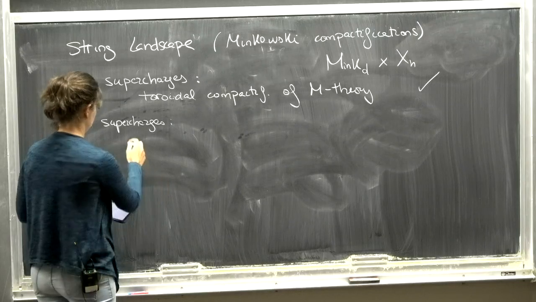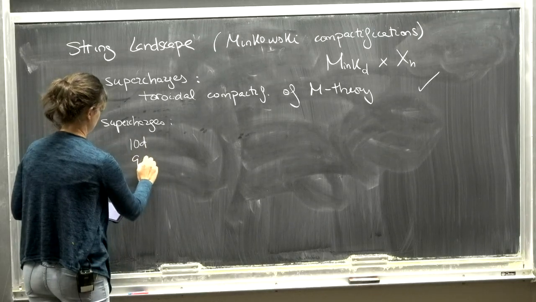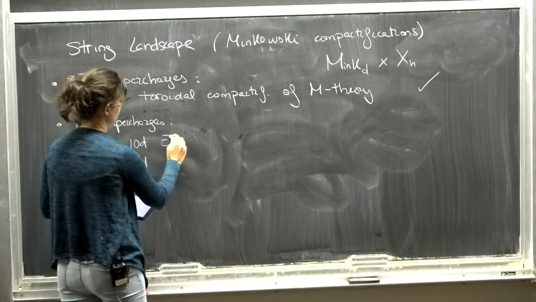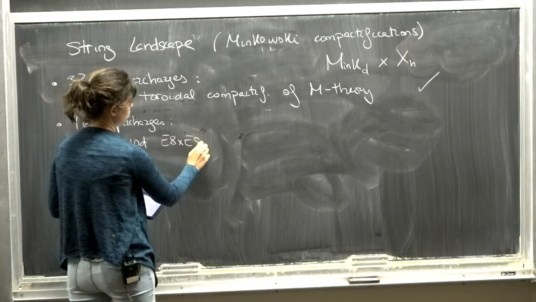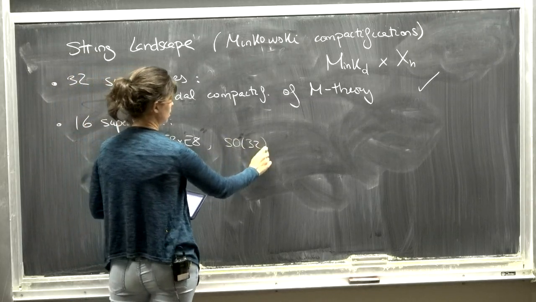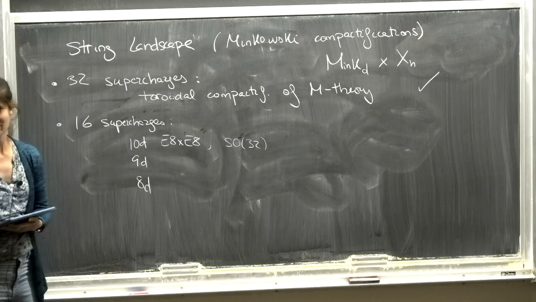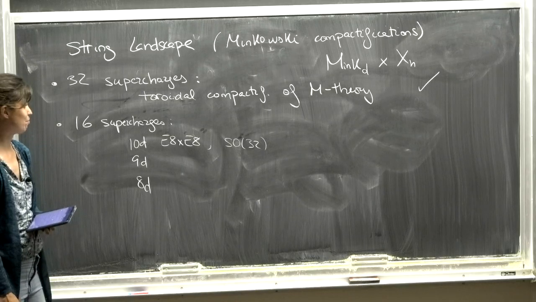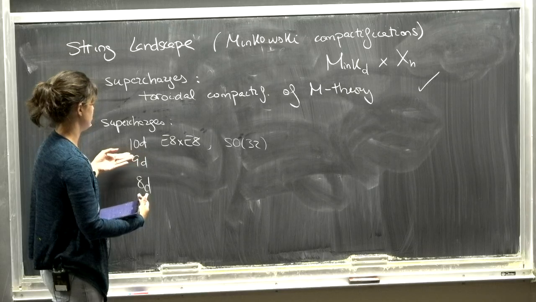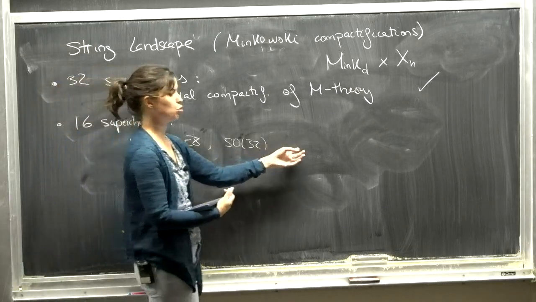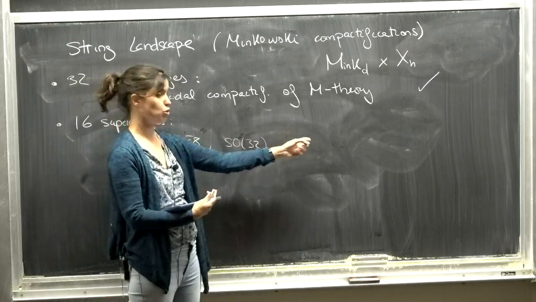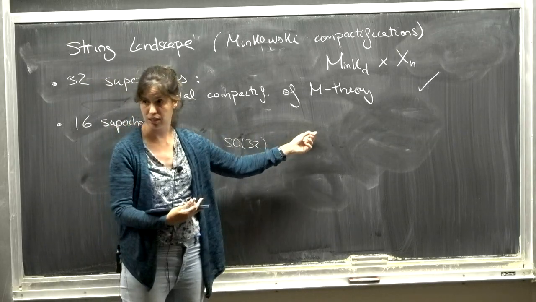Let me just quickly give you examples. In 10 dimensions, the full landscape has just two options, depending on the gauge group. It's heterotic, either SO(32) or E8 cross E8. Just some comments that I made yesterday: from canceling anomalies, there are two other groups that would be possible, but that's it. Anomaly cancellation already constrains a lot the possible supergravities that you can have.